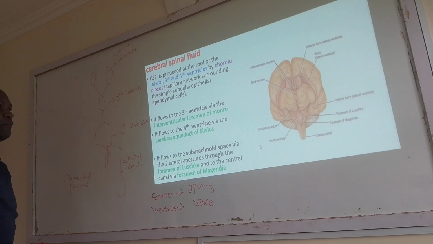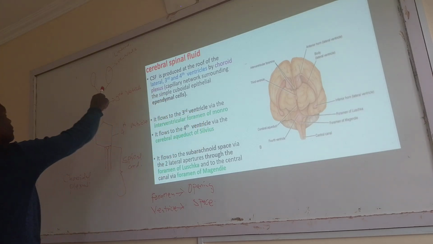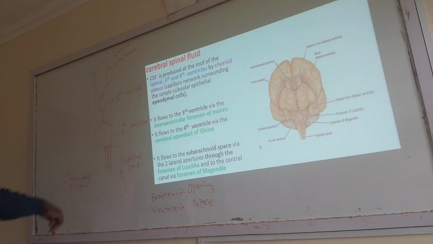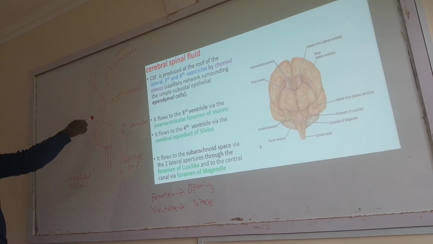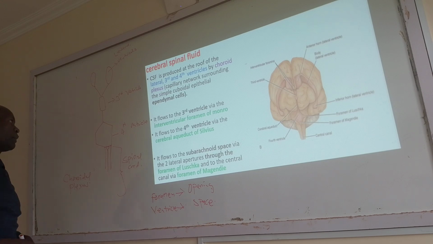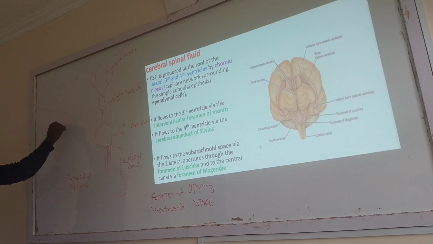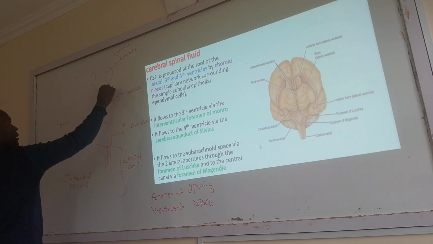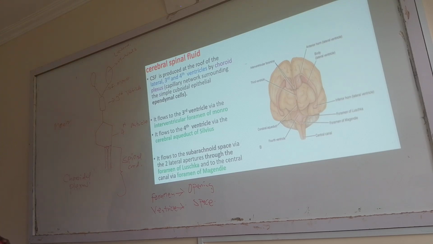So our CSF will come all the way from the lateral ventricles, and it will get into the third ventricle through a foramen that we call the foramen of Monro. So this is the foramen of Monro. That is from the lateral ventricles to the third ventricle.